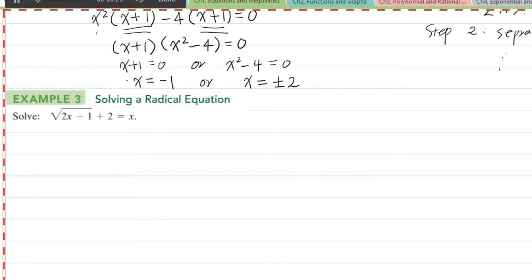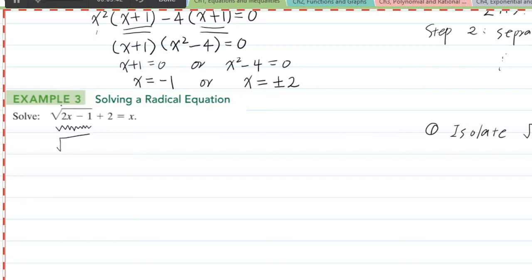So example 3 is now we have to solve a radical equation. You want to isolate, I like this word, isolate the radical expression. Wherever you want to solve, for example later you're going to learn when you want to solve absolute value, you just isolate the absolute value. When you want to solve for a radical, you just isolate the radical.